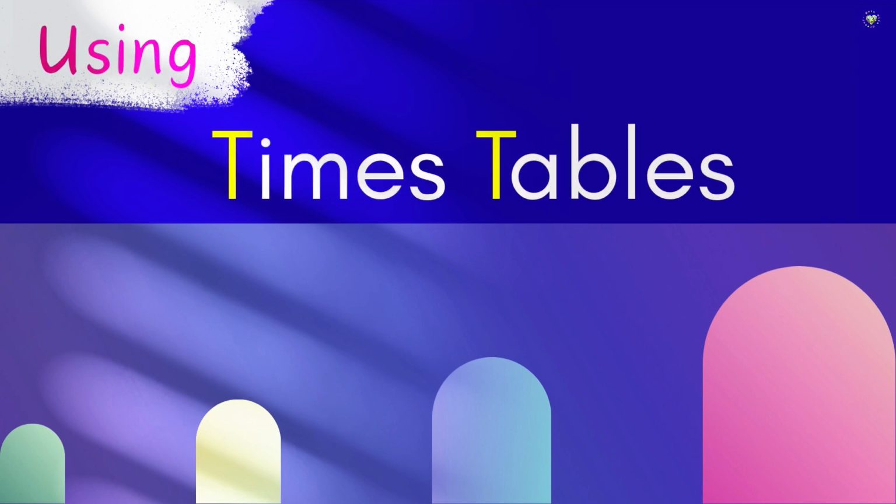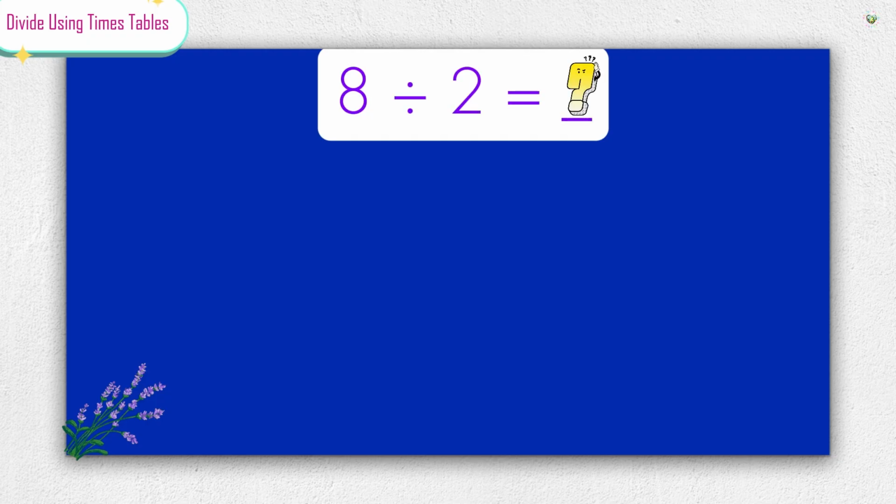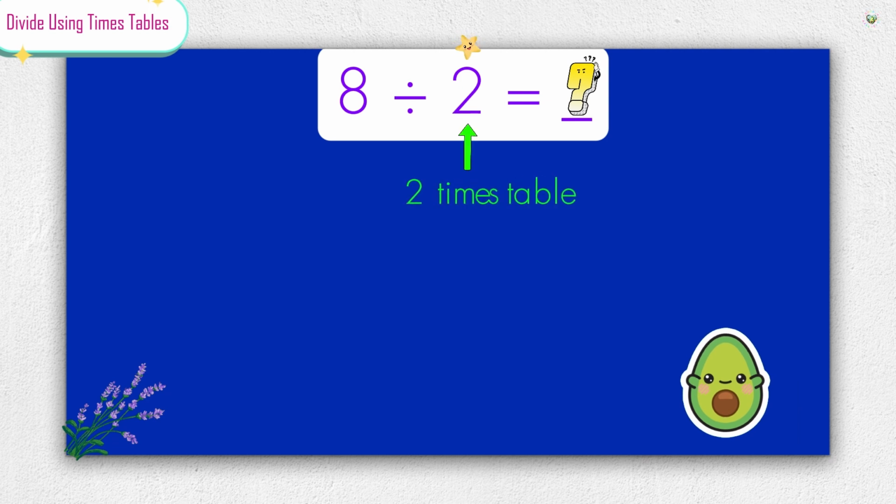All right, last way to divide. Use times tables. Let's see how this works with 8 divided by 2. Okay. So 8 divided by 2. What do I do first? First, we look at the second number, which is 2. That means we'll use the 2 times table.